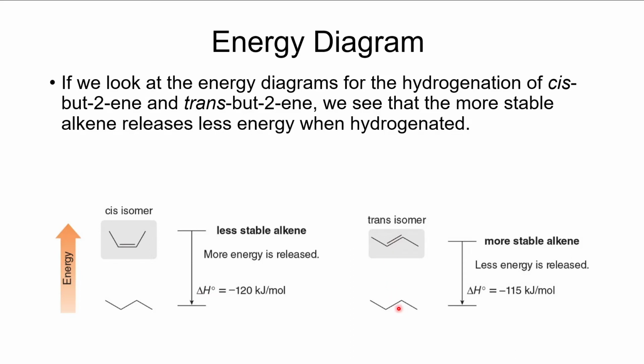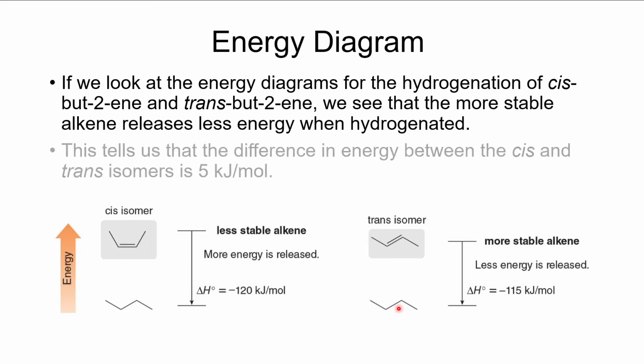So we can tell what the difference in stability is. If we take the difference between the negative 120 and the negative 115, that tells us there's a difference in energy between the cis and the trans isomers of 5 kilojoules per mole. The trans isomer is 5 kilojoules per mole more stable than the cis isomer. Pretty cool. All right.